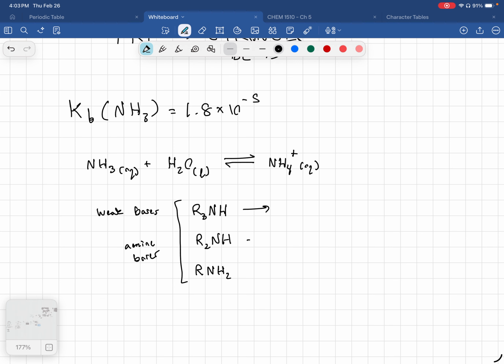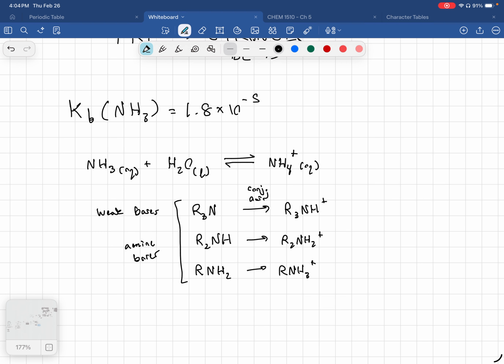The conjugate acid form of these, oops, I made a boo-boo. That should just be NR3. Okay, because we should only have three things on the nitrogen before we form the conjugate acid. So R3NH plus, R2NH2 plus, RNH3 plus, and of course NH4 plus.